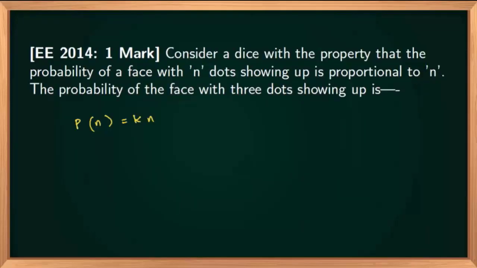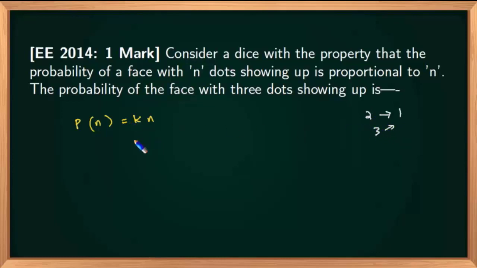Consider a dice with the property that the probability of a face with n dots showing up is proportional to n. The probability of the face with 3 dots showing up is? So what it means is that the probability of n dots showing up is proportional to n. So k is the constant of proportionality. So I can say 2 is twice as probable as 1, 3 is thrice as probable as 1, and 3 is 1.5 times as probable as 2. That is what it means by proportional.